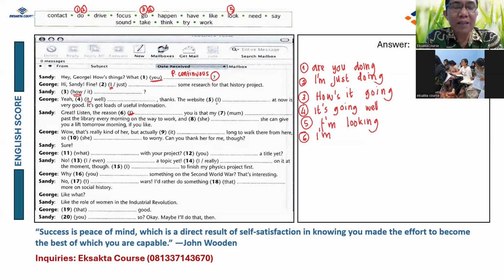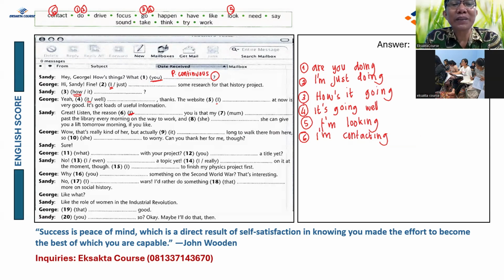Okay, and then here, choose the suitable word in the box above to complete the blank dialogue. So use contact. So I am contacting. Okay, number 6. I am contacting you.